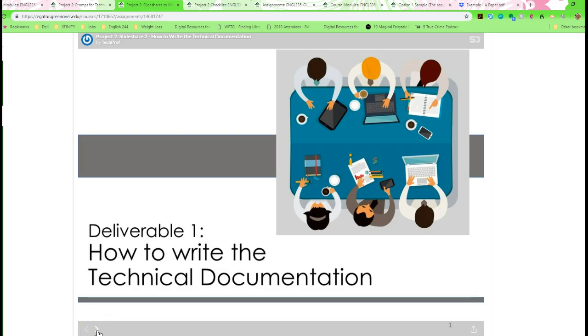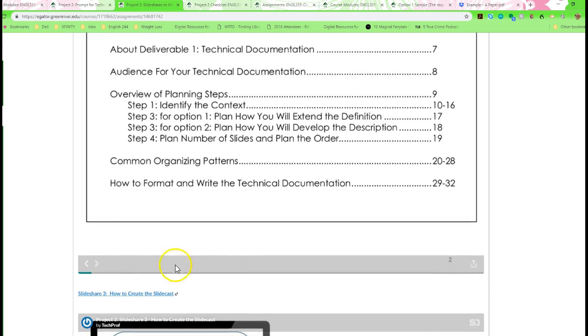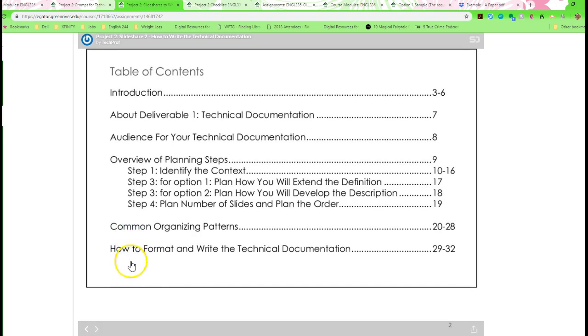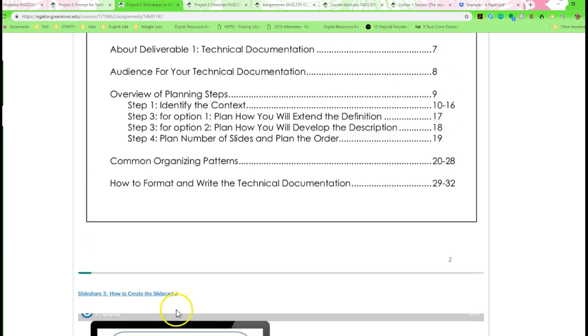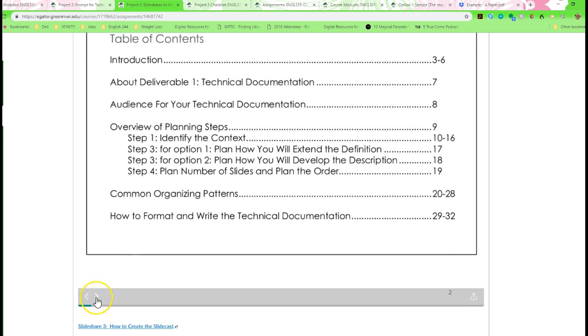deliverable number 1. So, deliverable number 1 has a table of contents here for you: an introduction, what deliverable number 1 is all about, the audience for deliverable number 1, the planning steps, common organizing patterns, and then how to format and write that technical documentation. All these are really important because deliverable number 1 is how you're going to set up for deliverable number 2. So you need to go through everything in order to get to deliverable number 2, which is the slidecast.